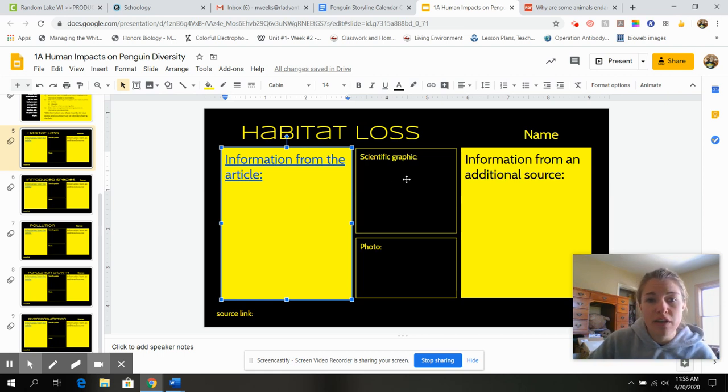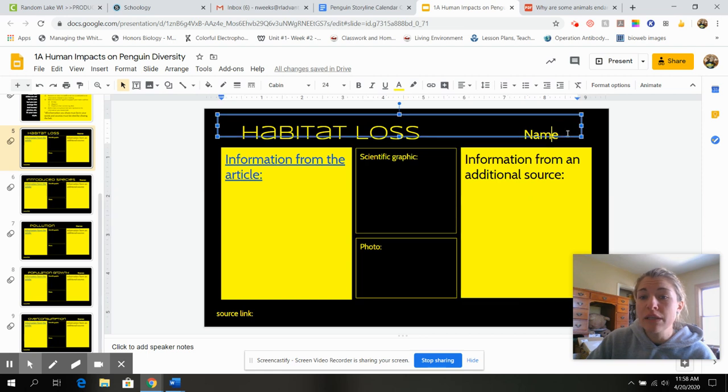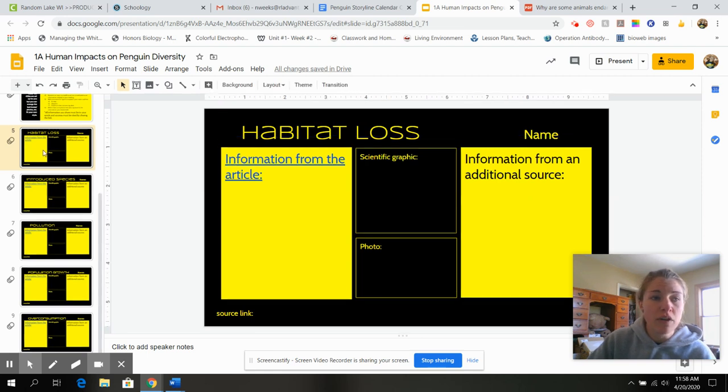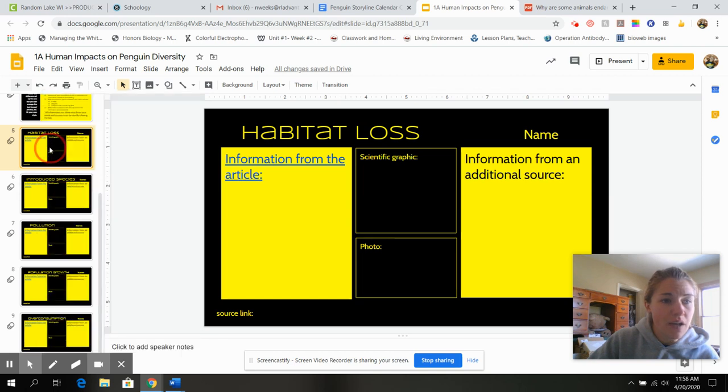You can type your information in here. This is where you're going to put your scientific graphic. This is where you're going to put your other photo, information from your additional source, and please make sure to write your name up here. Once you figure out which one you want to do, right click on the slide and do not copy, duplicate slide.